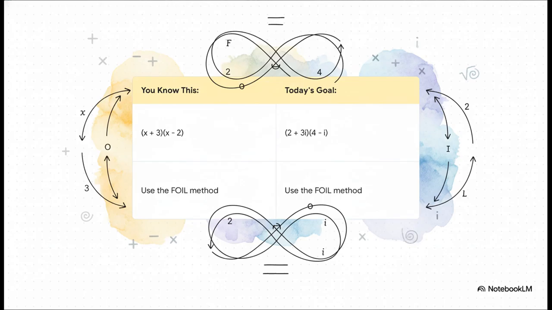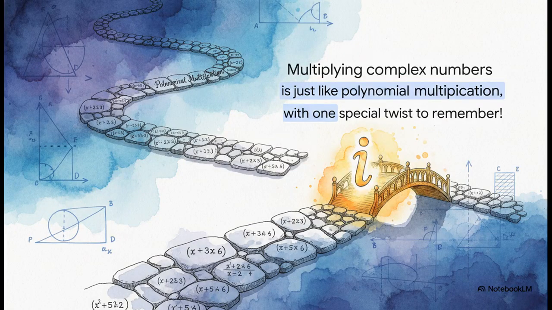So check this out. On the left, you've got something you've probably seen a million times, right? Multiplying binomials using the FOIL method. And on the right, that's our problem for today. The big secret is, there is no secret. The process is exactly the same. We are still just gonna use FOIL. But I did say you were almost all the way there.